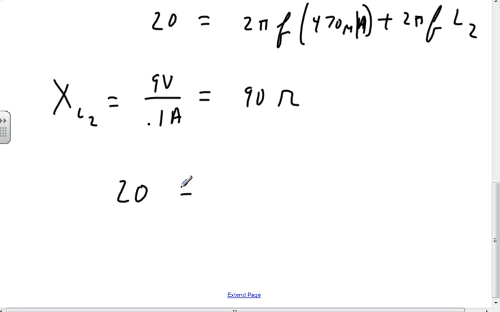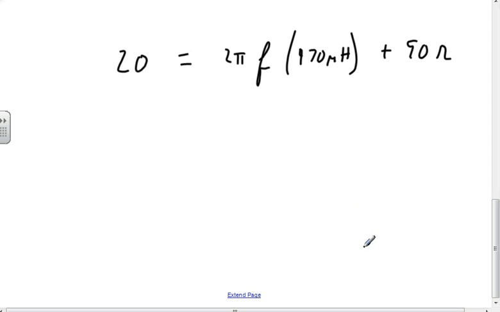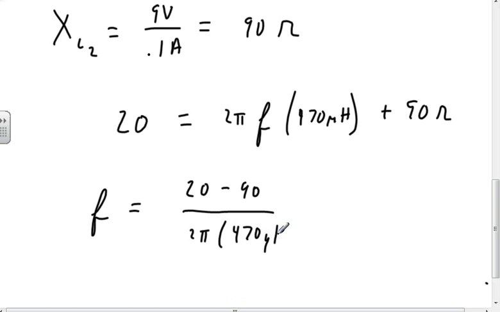20 has to equal 2 pi f times 470 millihenry plus 90 ohms. Okay, I got that. I can calculate f. f is equal to 20 minus 90 divided by 2 pi times 470 microhenry.